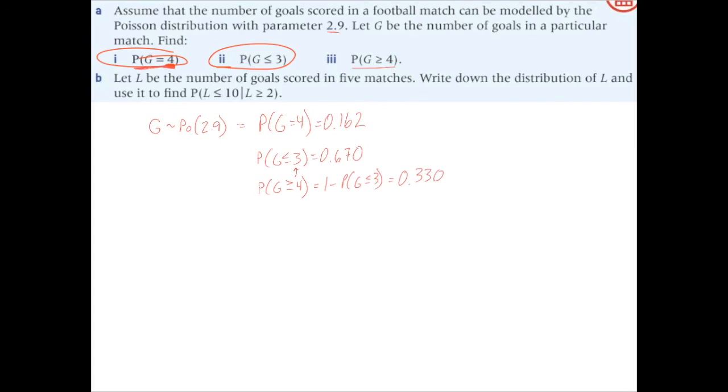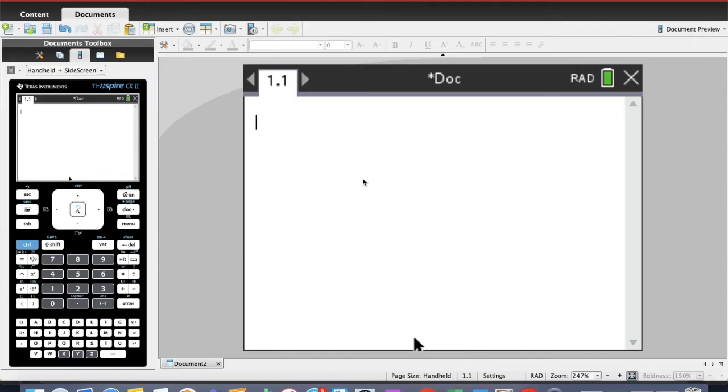Sometimes we'll recognize that and sometimes we won't. If we don't recognize that, I would like to show you how we can do that on the calculator anyway. So let's go over to the calculator and see if we get the same answer.